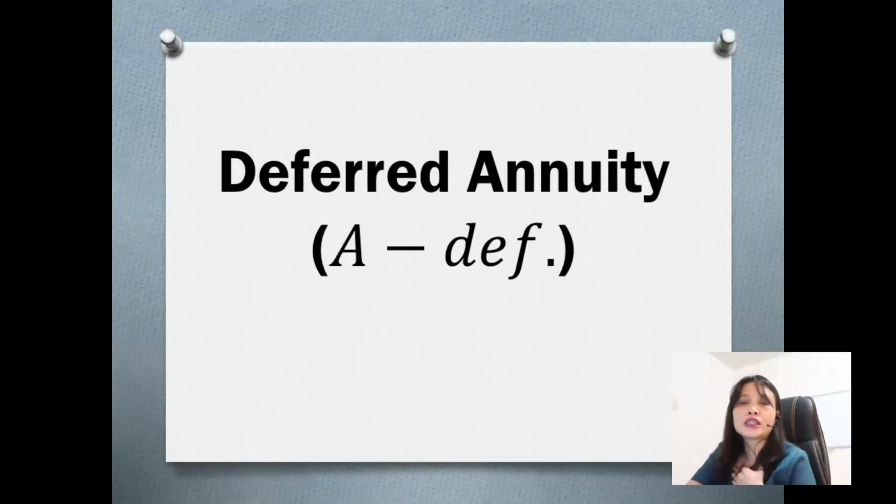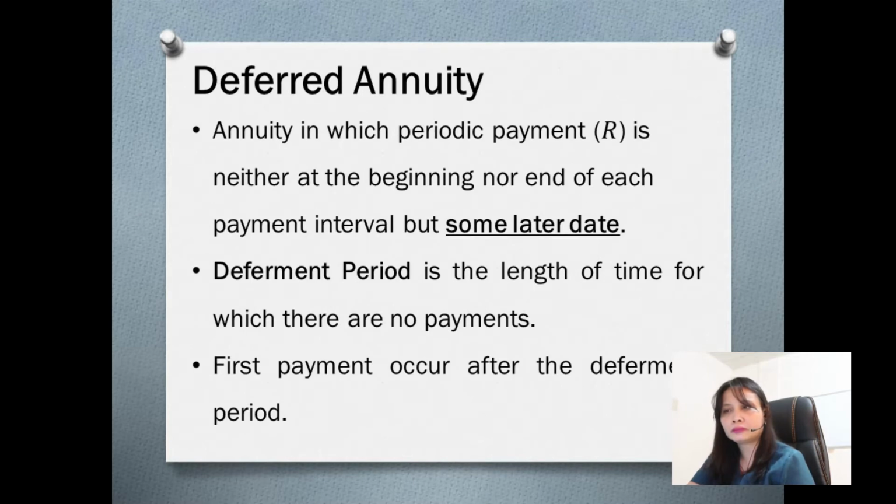Okay, next, deferred annuity. What about deferred annuity? When we say deferred annuity, it is an annuity in which the periodic payment is neither at the beginning nor the end of each payment interval, but at some later date. So that is deferred annuity.